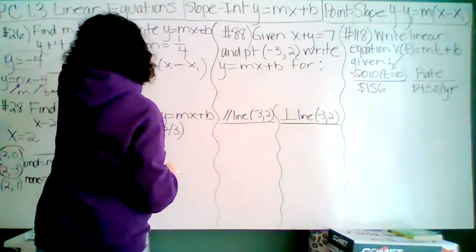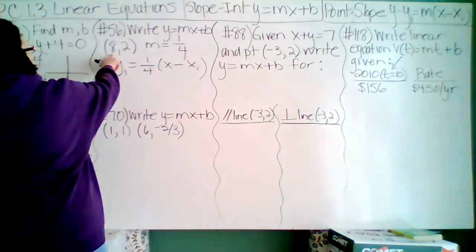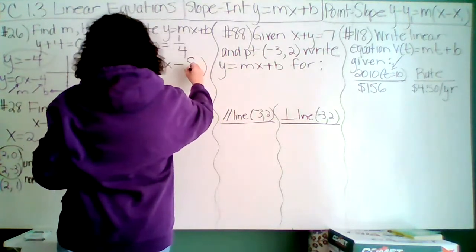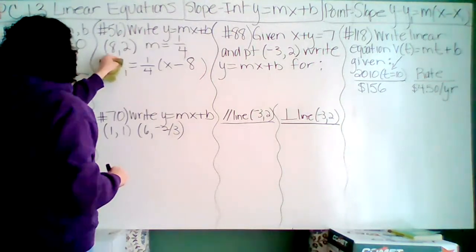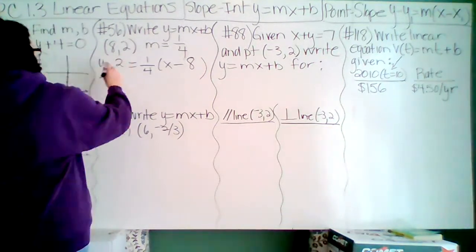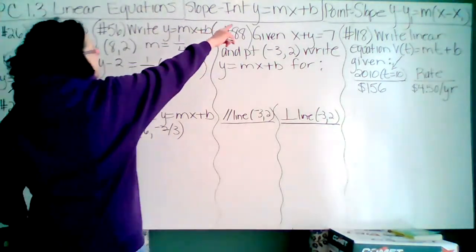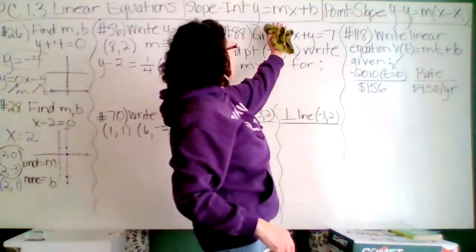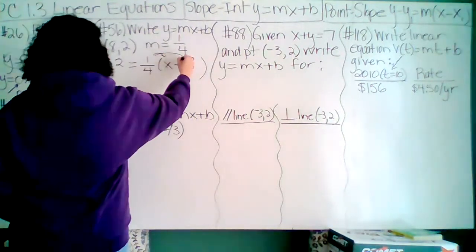Here is the slope of 1/4. Here is my x1, which is 8. Right? And my y1 is 2. So I did the hard part, right? I wrote an equation, and I know how to get it in this form right here. Take a look. There's no parentheses here, right? I need to get rid of the parentheses.